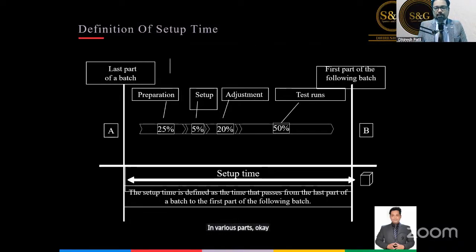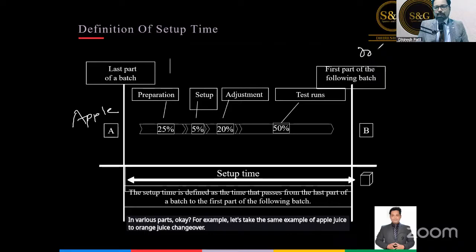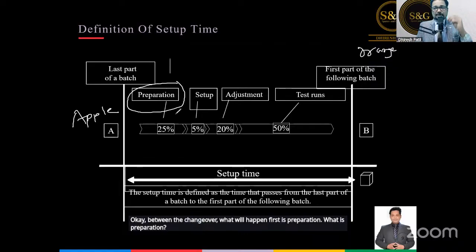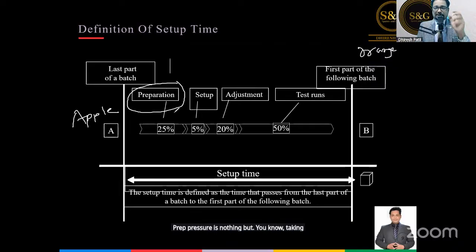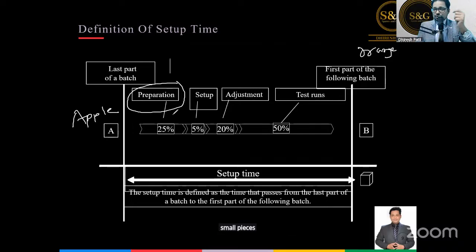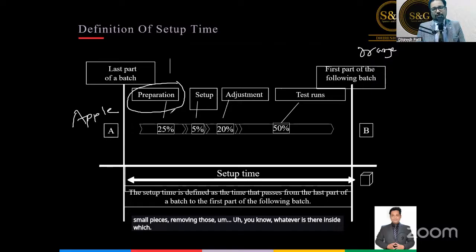For example, let's take the same example of apple juice to orange juice changeover. Apple to orange. So what happens when the apple juice is being made? Between the changeover, what will happen? First is preparation. What is preparation? Preparation is nothing but taking the oranges, washing them, peeling them, cutting them into small pieces, removing whatever is inside, the seeds and all those things. So this is called preparation.